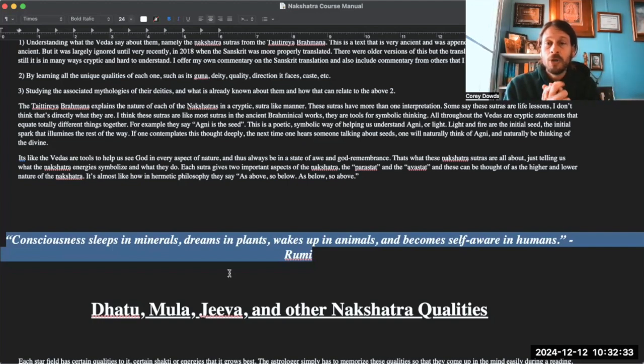And so Rumi, the perfect master, once said, consciousness sleeps in minerals, dreams in plants, and becomes self-aware in humans. That's what he taught us. That was the secret that explained to me all of this Dhatu Mula Jiva stuff. Consciousness sleeps in Dhatu, it dreams in Mula, and it becomes self-aware in Jiva, the Shiva stars. Perfect. Okay, so that's a good breakdown of that.